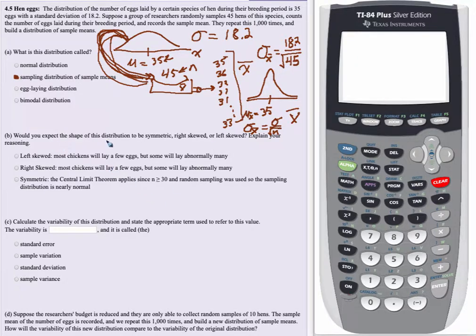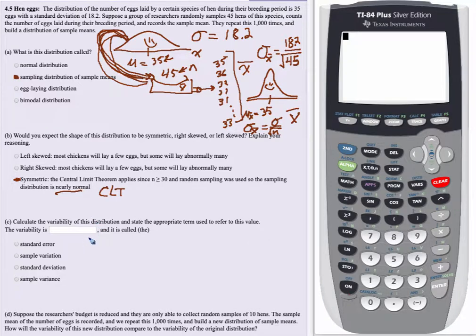What would you expect the shape of this distribution to be: symmetric, right skewed, etc.? It's going to be symmetric. The central limit theorem, many times abbreviated as the CLT, is the math behind how we get from here to here. It says that if the random sample size is greater than 30, then the sampling distribution is going to be nearly normal. It'll be approximately bell-shaped.